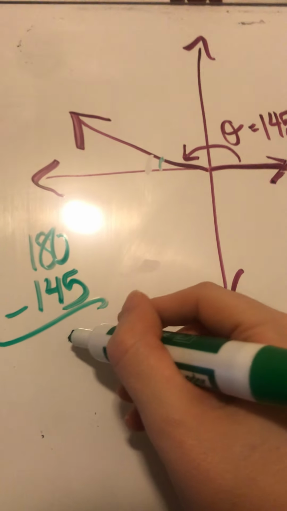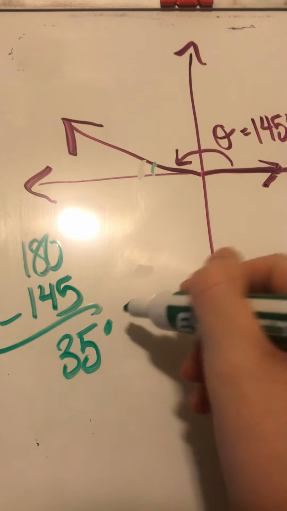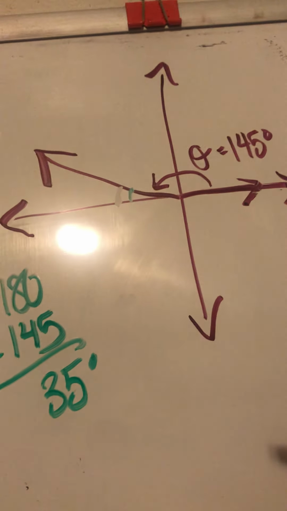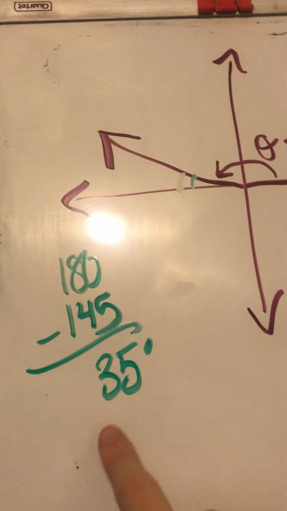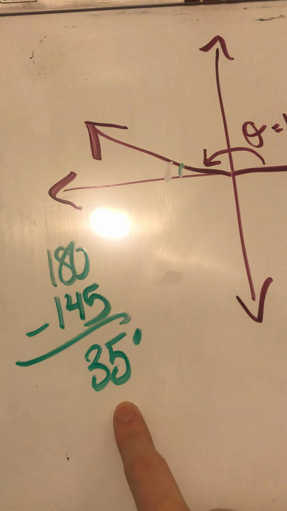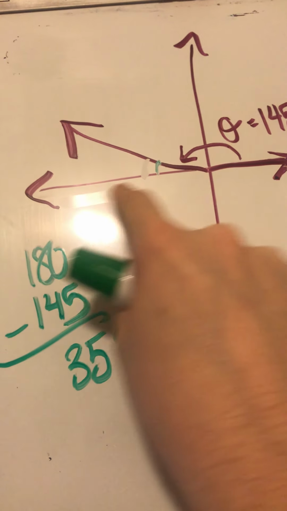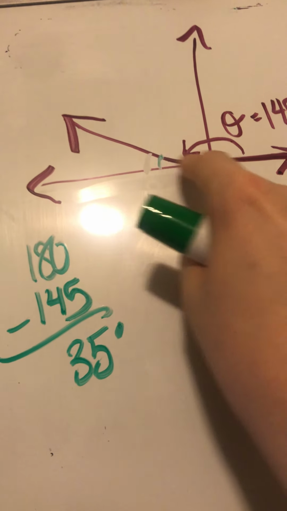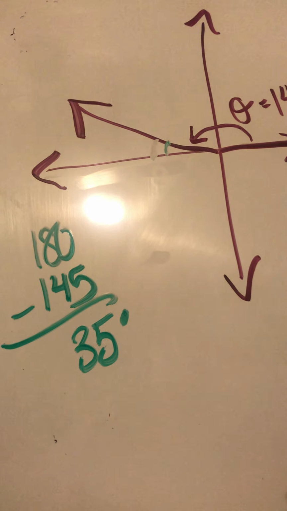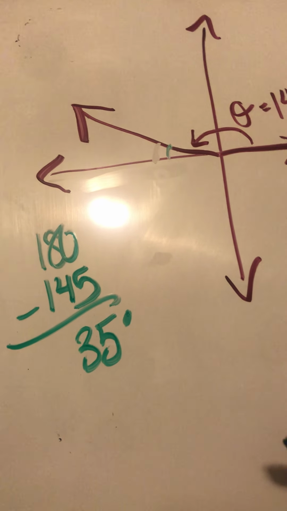Which is going to leave me with 35 degrees. And that's what that is. That's your reference angle here. Notice it's an acute angle. It's less than 90 degrees, and it's between my x-axis and that terminal ray right there. So your reference angle is 35.